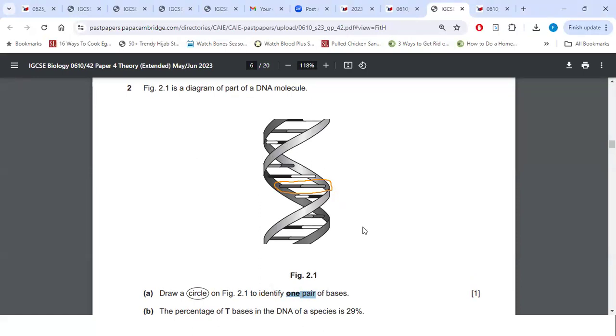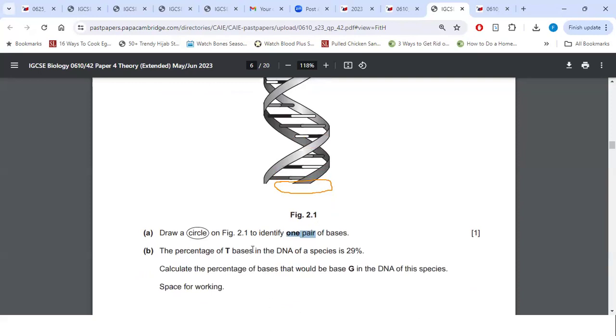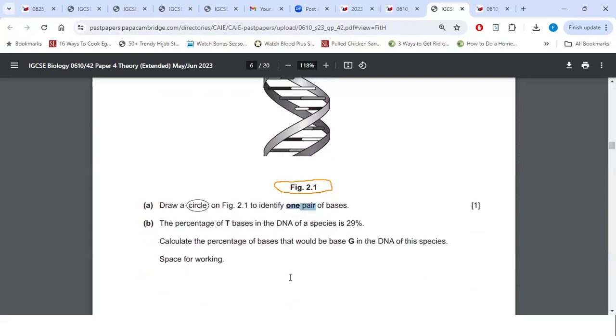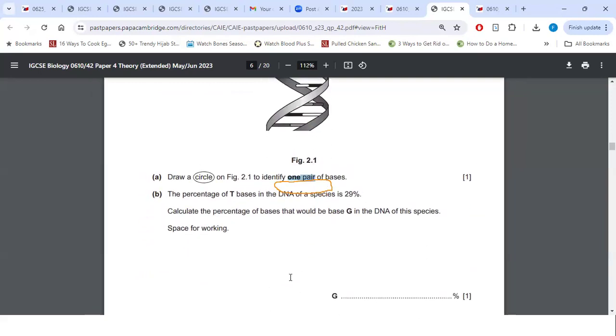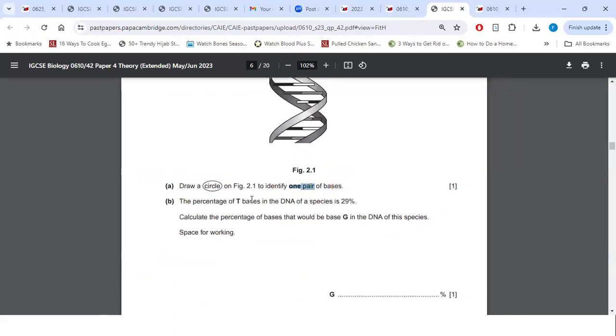That is a pair. Now, the next question is interesting. I don't know if you have gone over questions like these. They're saying the percentage of T bases in the DNA of a species is 29%. Calculate the percentage of bases that would be the base G in DNA of this species. These questions are easy to solve, but there's just a small trick to them. Let me tell you how to solve questions like these.